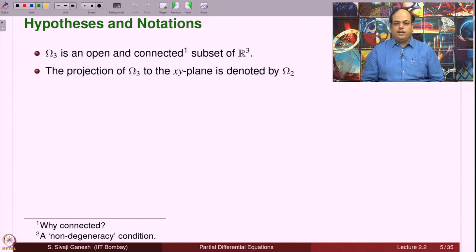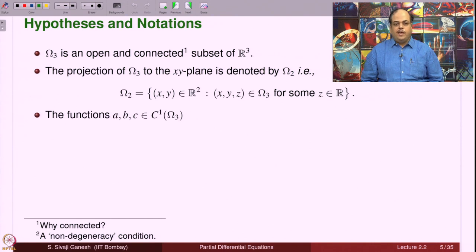Then the projection of omega 3 to the xy plane is denoted by omega 2, that is consistent. Omega 2 is a subset of R2. So, how do we define that? Those ordered pairs (x, y) in R2 such that (x, y, z) belongs to omega 3 for some z in R.